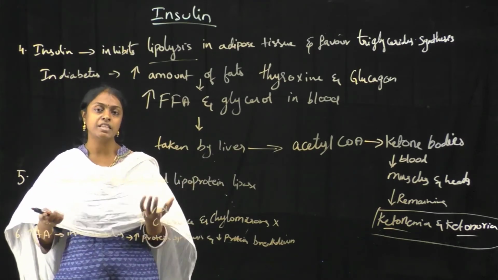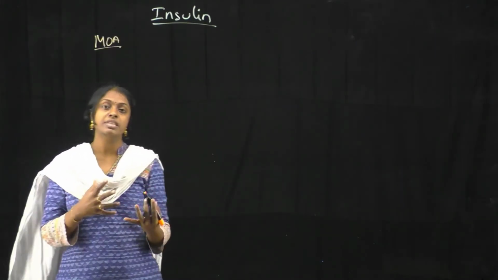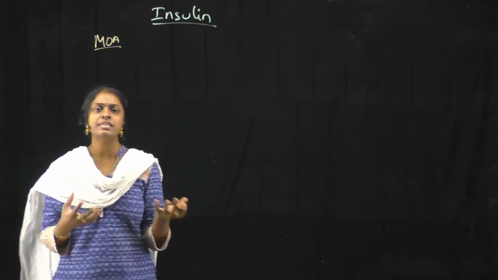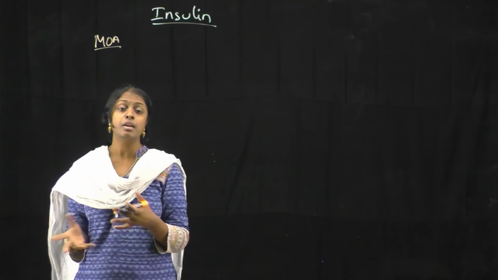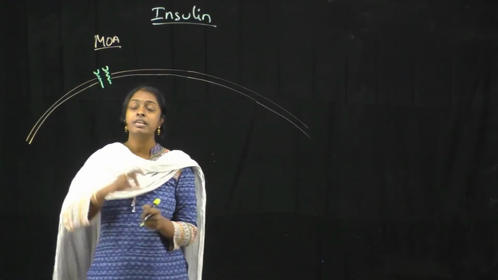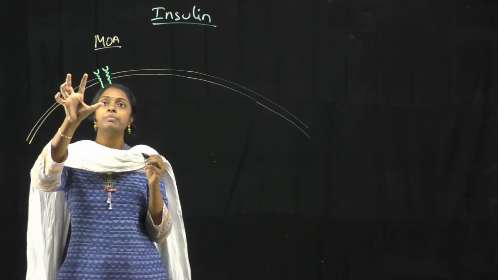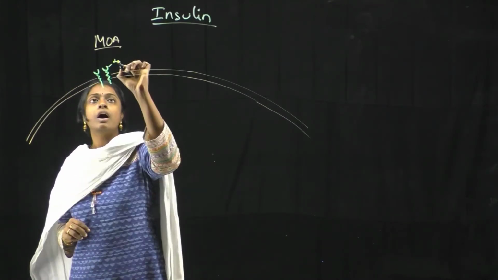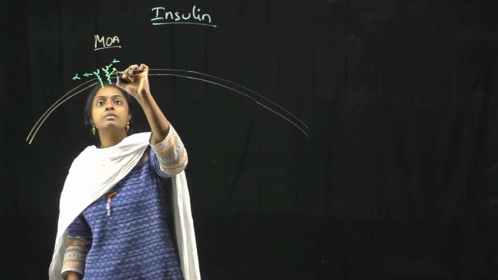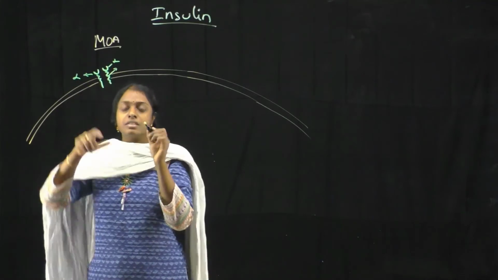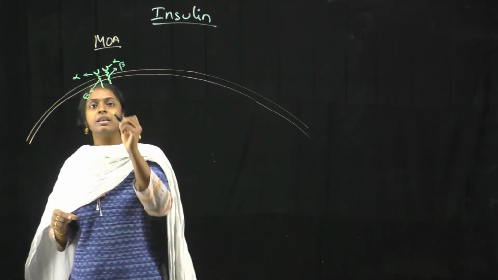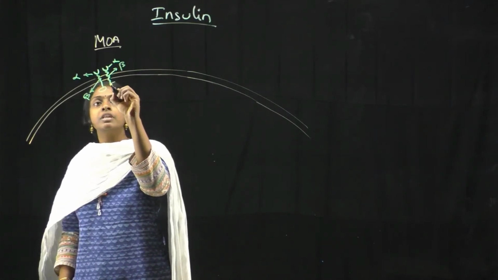So let's see the mechanism of action of insulin: how it helps glucose to enter inside and what it is doing. Let's take any cell, a skeletal muscle cell or liver cell. Imagine this is the cell membrane, and this is the insulin receptor. This insulin receptor consists of 4 subunits. 2 are alpha subunits, which are located extracellularly, and 2 beta subunits are transmembrane, and intracellularly they are connected to tyrosine kinase.